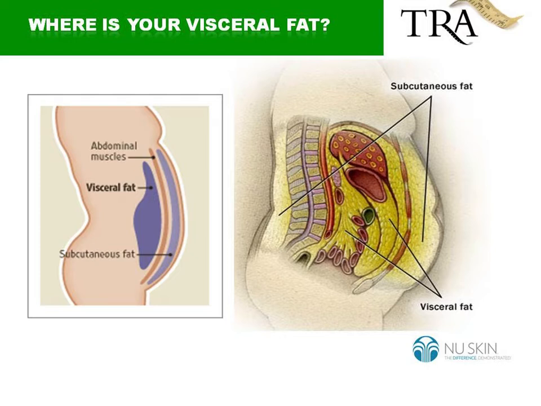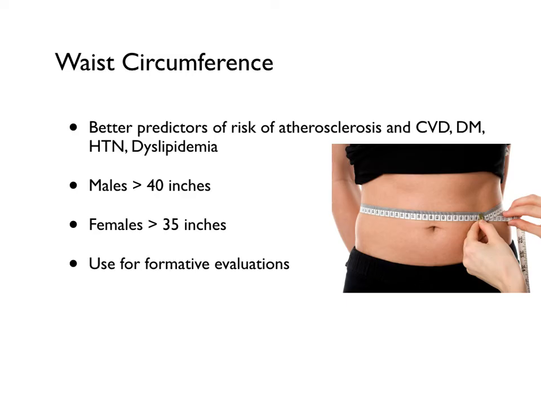So visceral fat is fat that is surrounding your organs and affects the function of those organs. They believe that by affecting the function of those organs in the abdominal cavity, that's what increases the risk for disease. So waist circumference is a very good indicator of visceral fat.